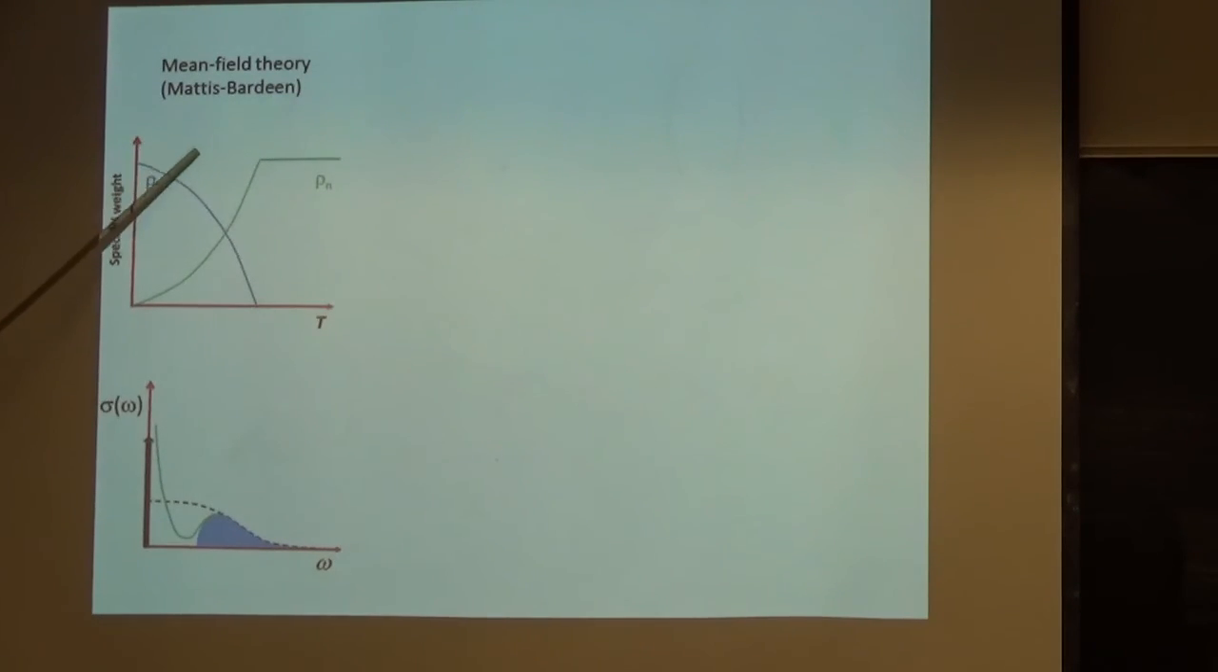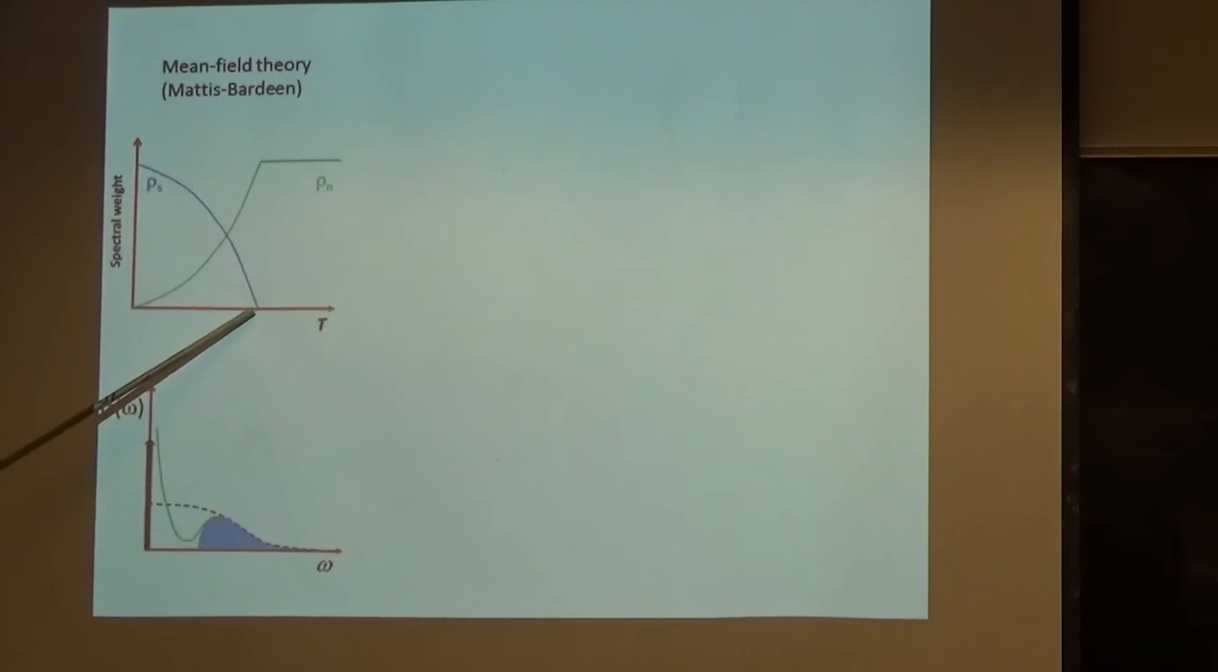In the mean field theory, things are very simple. You have the sudden appearance of the superfluid stiffness at the mean field transition temperature here, so you have an increase in the superfluid and a corresponding decrease in the normal fluid density such that the total spectral weight is conserved, and you get this kind of optical conductivity.